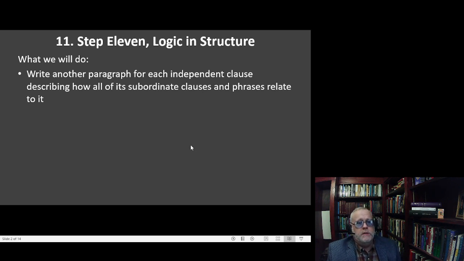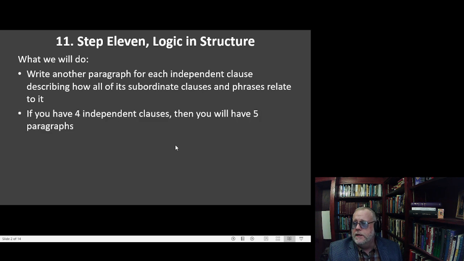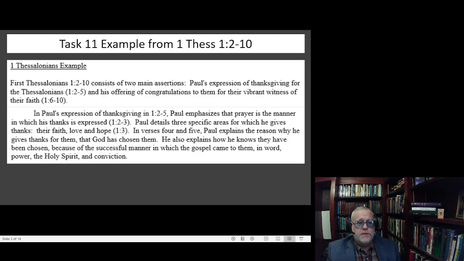So each independent clause has a collection of subordinated elements that are related to it. Describe that relationship. If you have 4 independent clauses, then you'll have 5 paragraphs total: one summarizing the independent clauses as a set, and then one for each independent clause and all of its subordinated items. This is an example from 1 Thessalonians 1, 2 through 10.